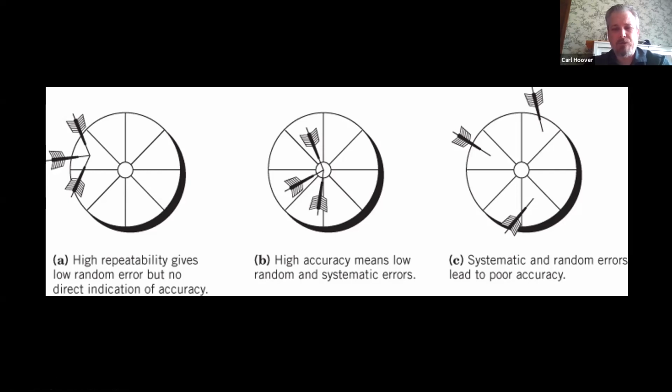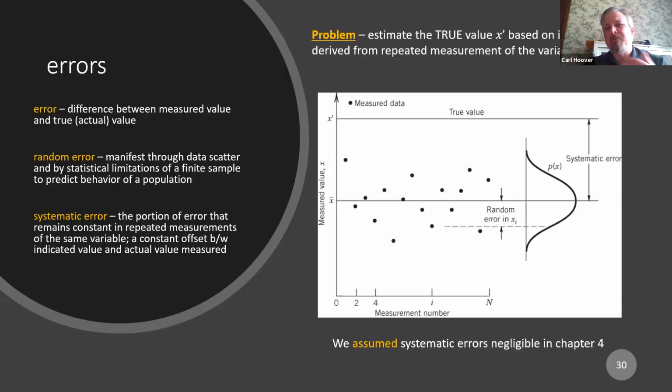That's the big visual snapshot of what we're trying to quantify when we do uncertainty analysis: what is that level of error, what is that level of uncertainty, and doing that as precisely or as repeatably as possible. So in experimental methods, our main objective when we're taking a measurement is to estimate the true value, x prime, based on information derived from repeated measurements of a variable, right? And so here's our repeated randoms.